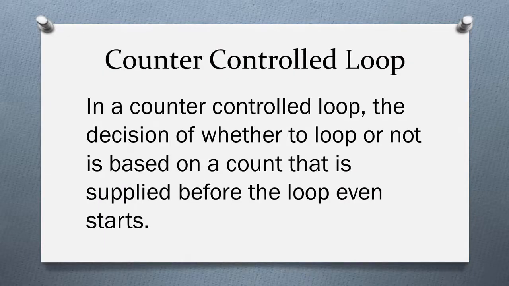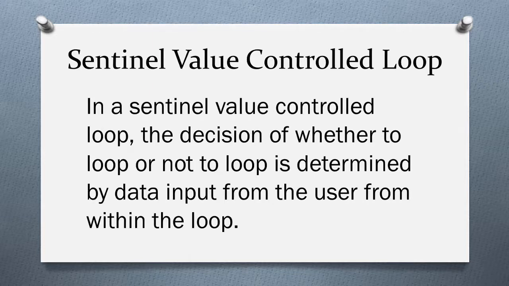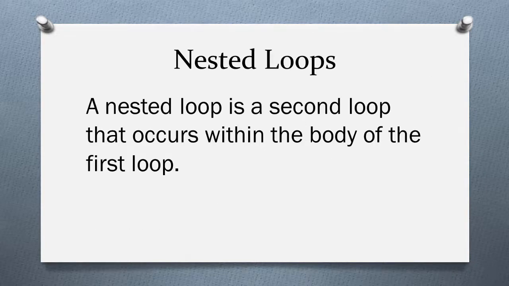In a counter-controlled loop, the decision of whether to loop or not is based on a count that is applied before the loop even starts. In a Sentinel value-controlled loop, the decision of whether to loop or not is determined by the data input from the user from within the loop. A nested loop is a second loop that occurs within the body of the first loop.